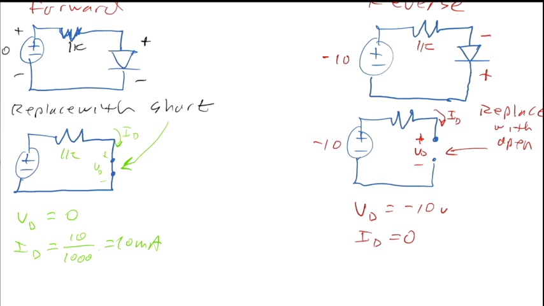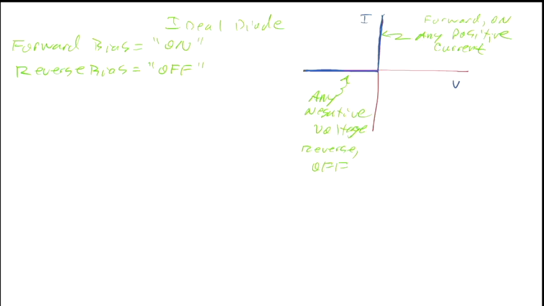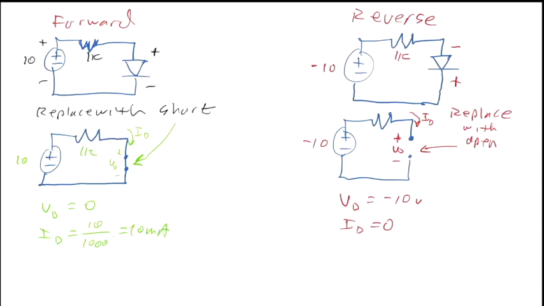Two cases, those are the only two choices. So the relationship is for any negative voltage, we have no current, and for any positive current, we have no voltage. So here, we've got a negative voltage from anode to cathode, and that negative voltage means that we replace it with an open circuit, and we have no current, and the voltage across here is just the voltage across the source.